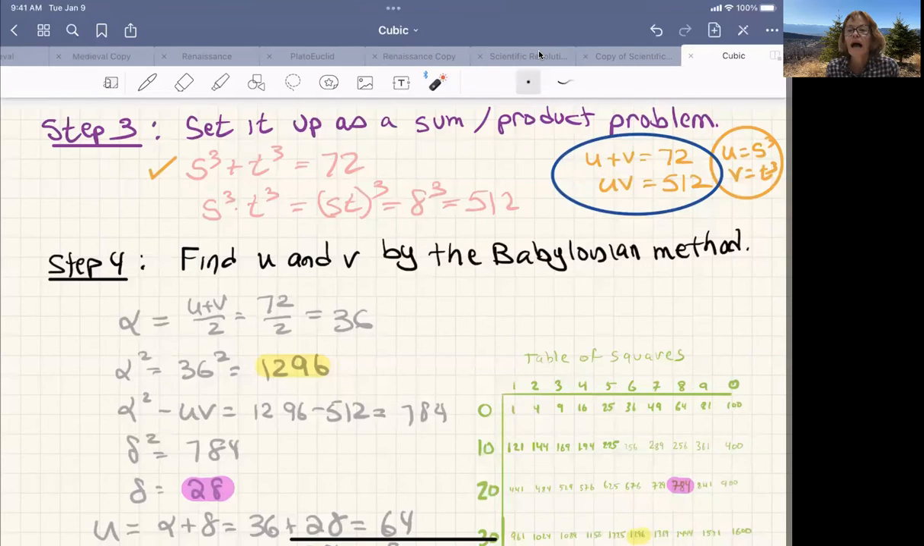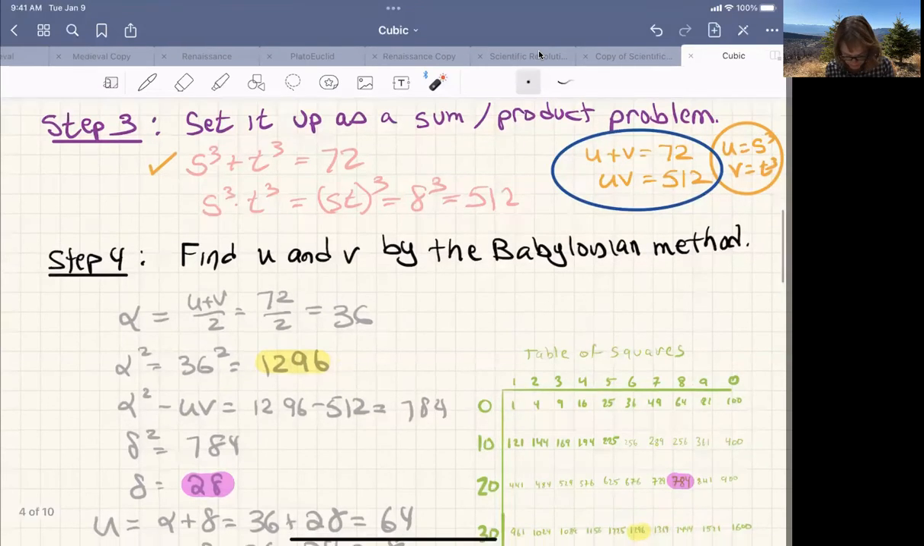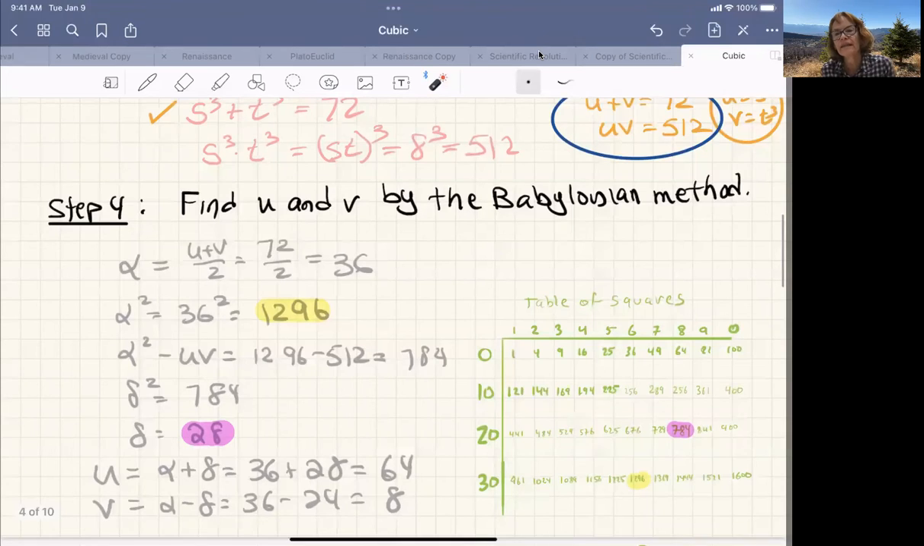Next, alpha squared is 36 squared. Now, in the absence of calculators, it would have been pretty typical to have tables of squares, and that would help in doing problems more quickly. And so, for example, what is 36 squared? Well, here's the 30s. And so here's our 36 squared. I'm just going to copy that over from the table.